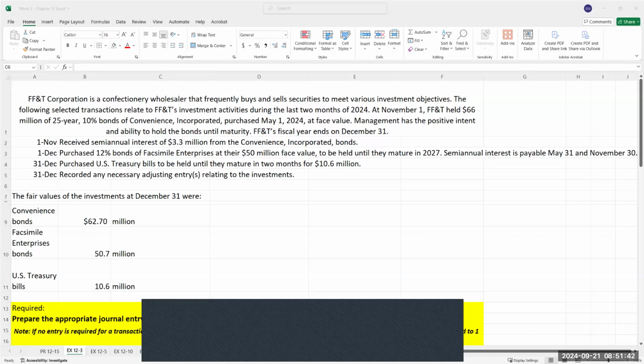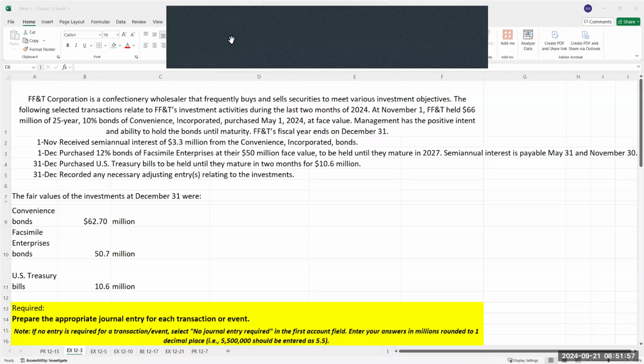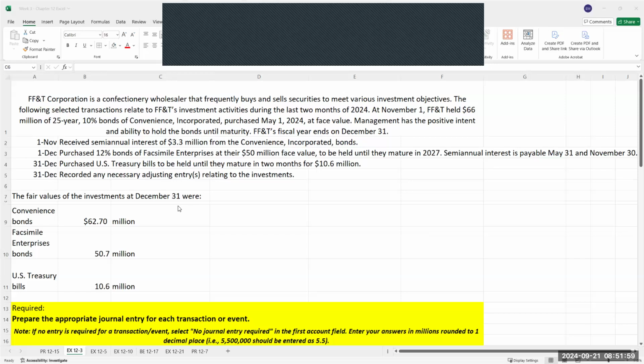And for this question, it states, FF&T Corporation is a confectionery wholesaler that frequently buys and sells securities to meet various investment objectives. The following selected transactions relate to FF&T's investment activities during the last 2 months of 2024. At November 1st, FF&T held 66 million of 10% bonds of Convenience Incorporated purchased May 1st, 2024 at face value. Management has the positive intent and ability to hold these bonds until maturity. FF&T's fiscal year ends on December 31st.